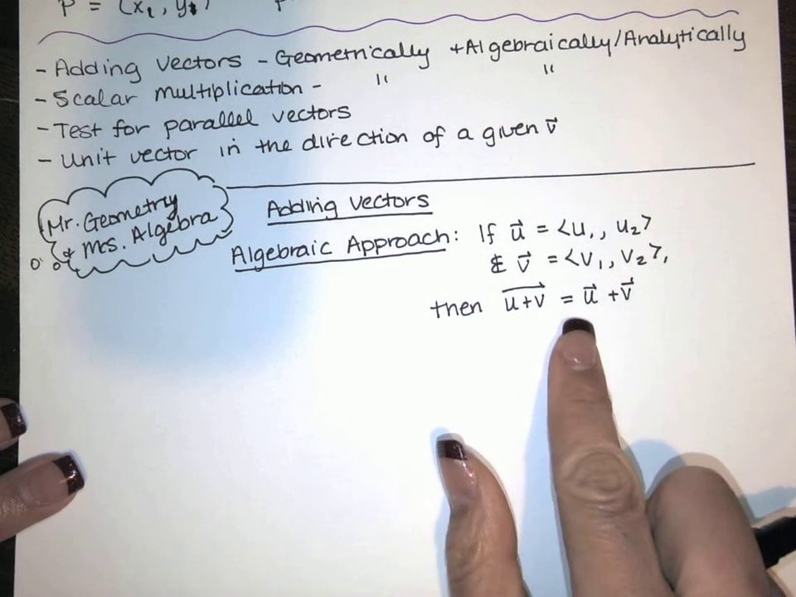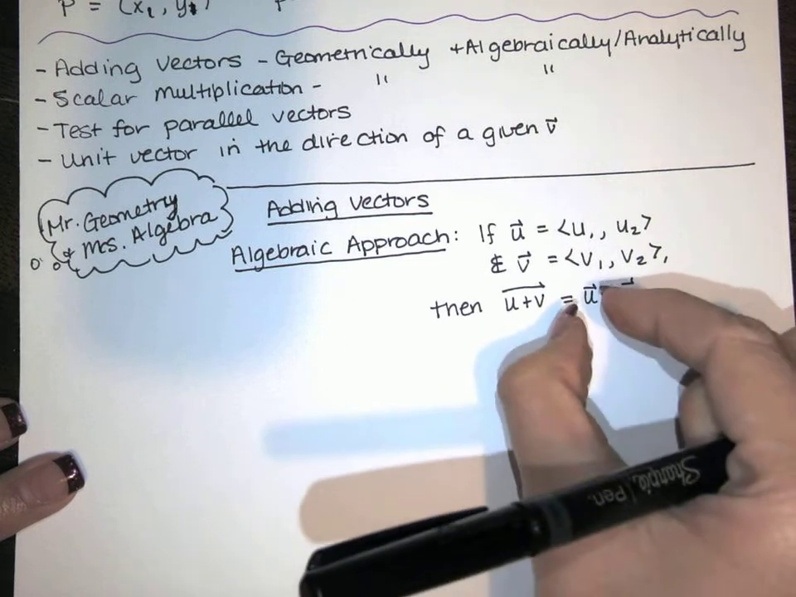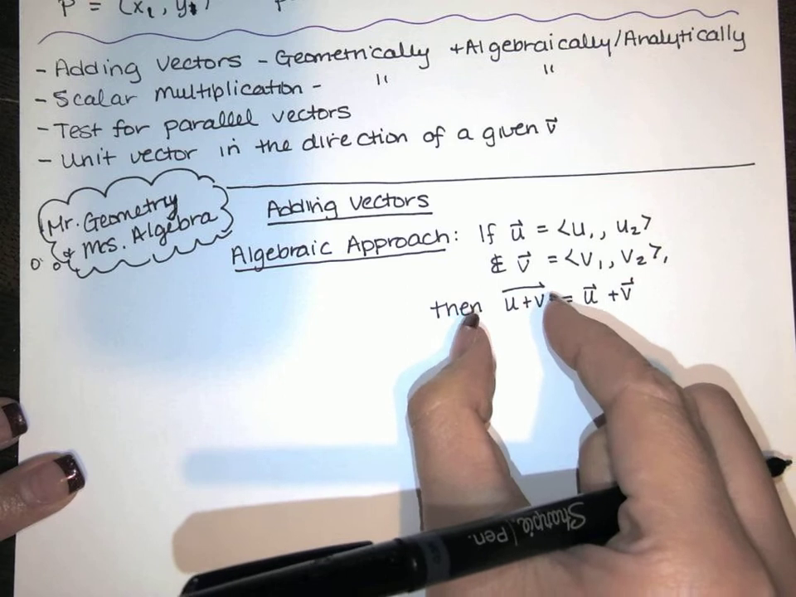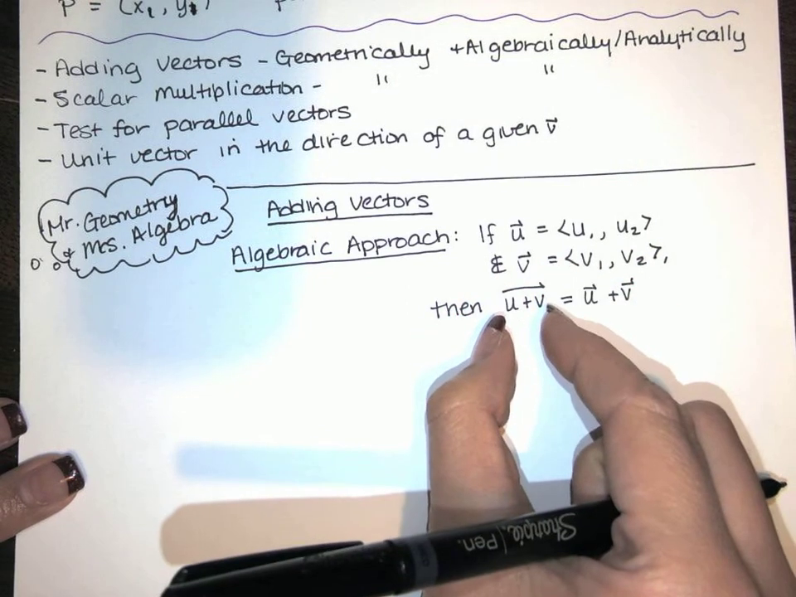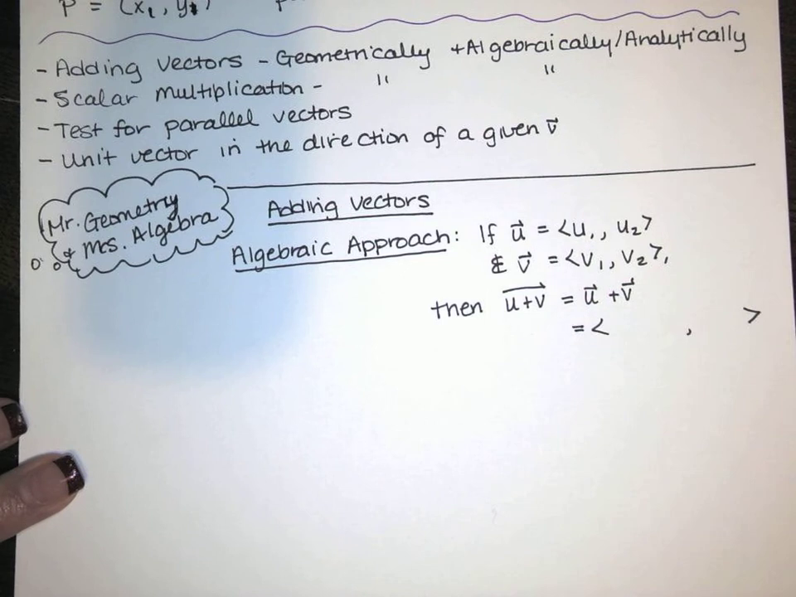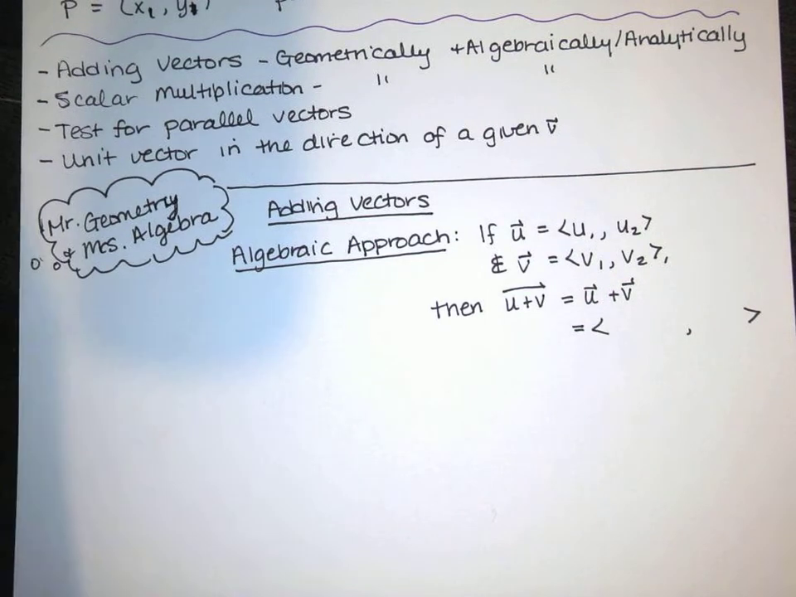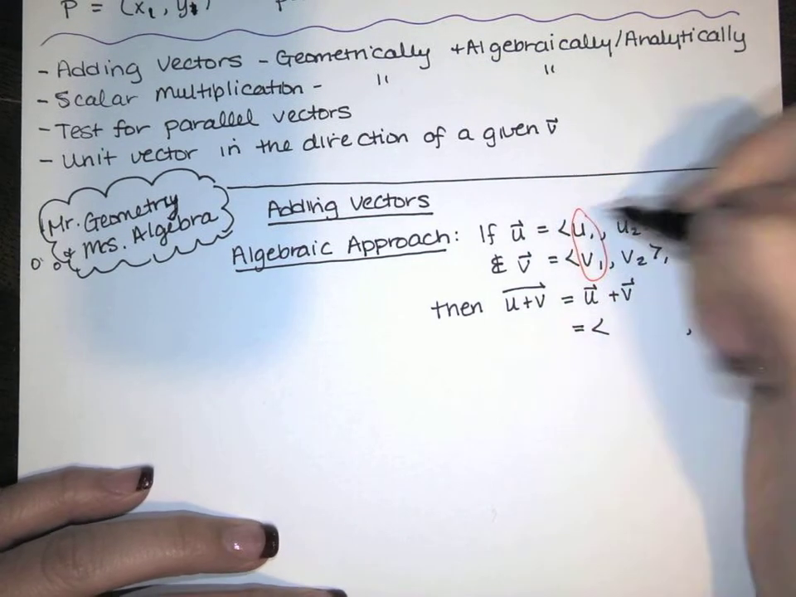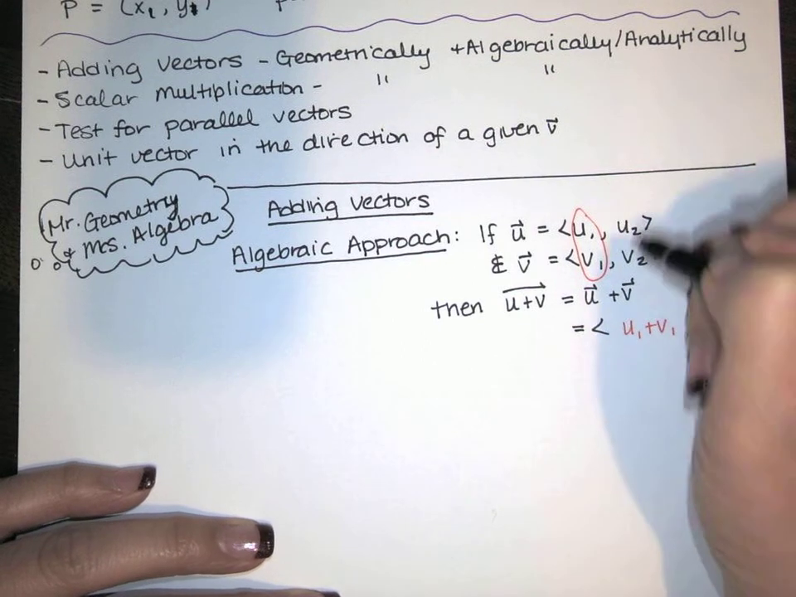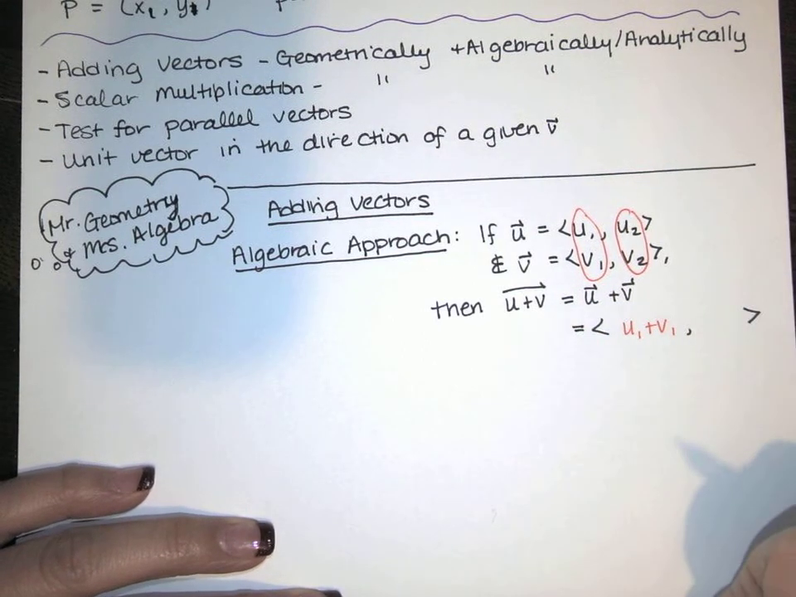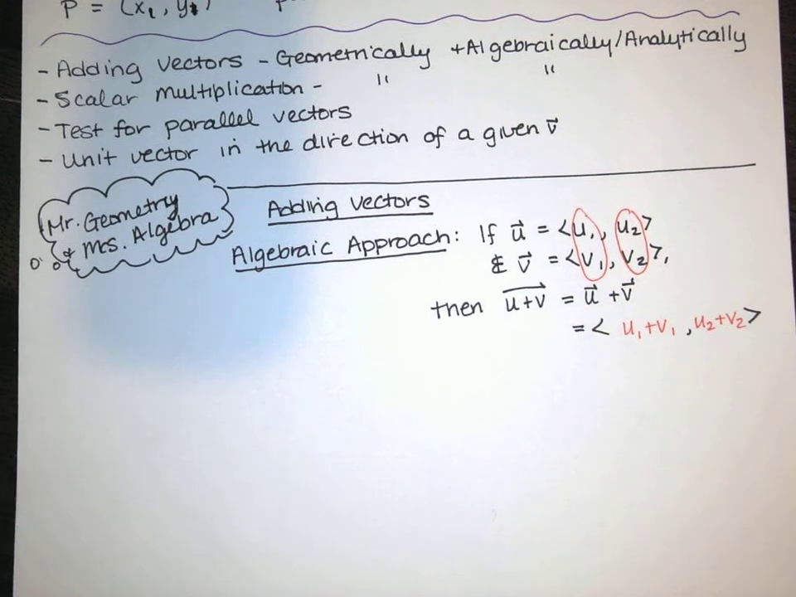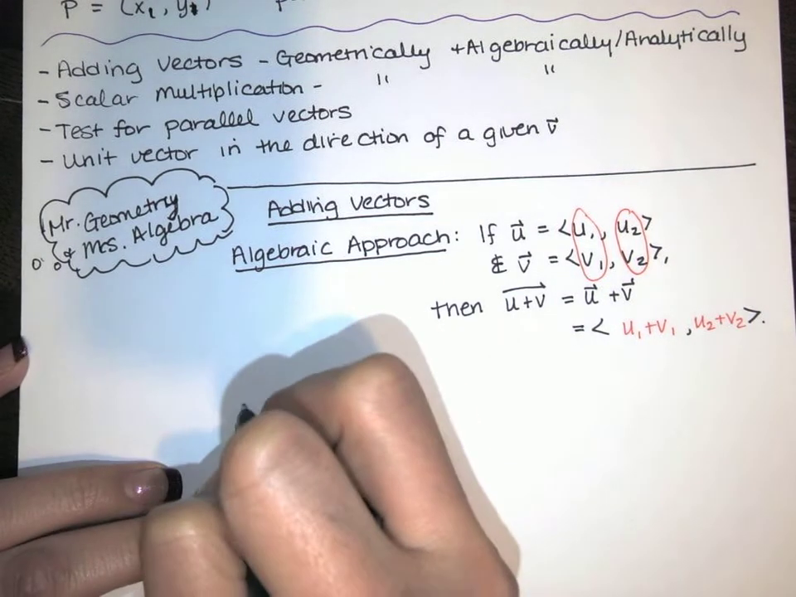That always bothered me when I was a student. I'm literally taking the vector U, and I'm adding the vector V, and I'm coming up with a new vector, and the way we notate that is this new vector U plus V. I'm going to take the X components of these two, I'm going to add them together. I'll have U1 plus V1 right here. And I'm going to take the Y components, add them together. I have U2 plus V2. And that's it. Simple, easy breezy.